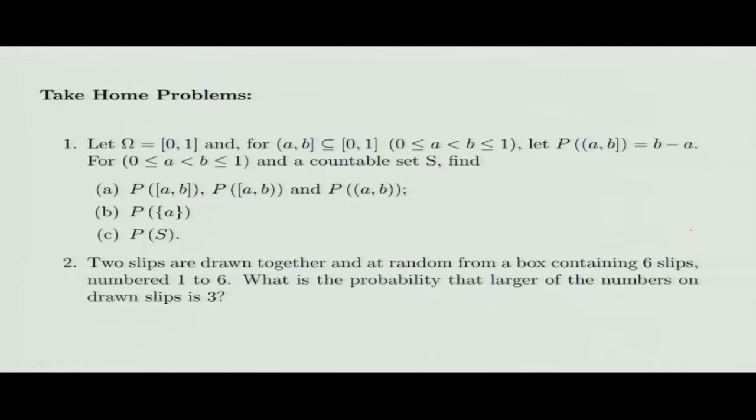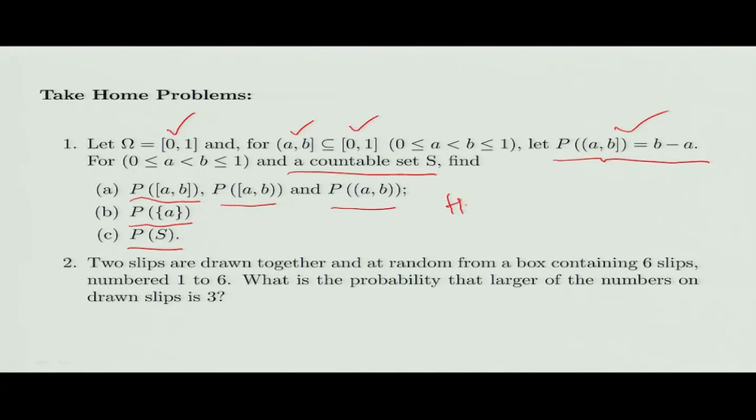So before I conclude, let me give you take-home problems. Suppose my omega is the closed interval 0, 1. For any semi-closed interval AB, which is a subset of 0 to 1, I define P of AB to be B minus A. Such a probability function exists. One can prove that such a probability function exists. And suppose S is any countable set. Then find the probability of the semi-closed interval AB, and the probability of the open interval AB. Also find the probability of a singleton point A. And in general, try to find the probability of any countable set S.